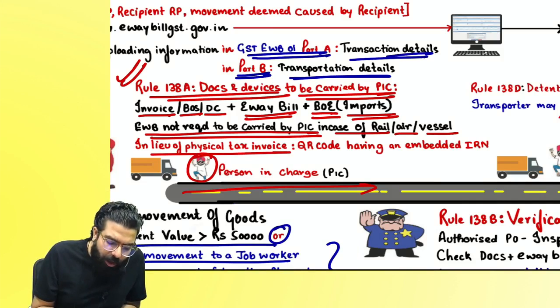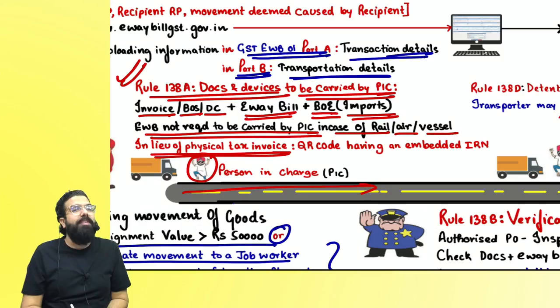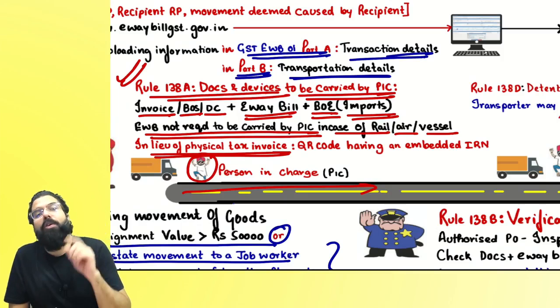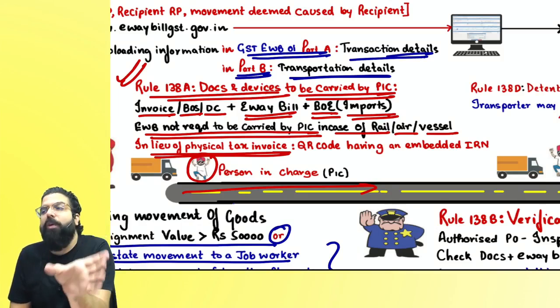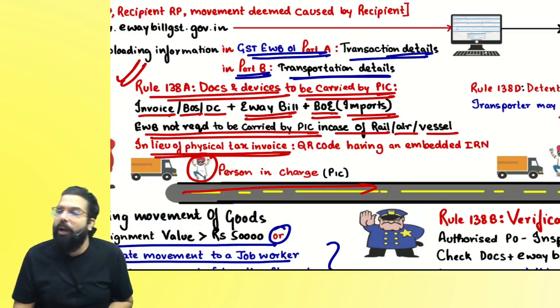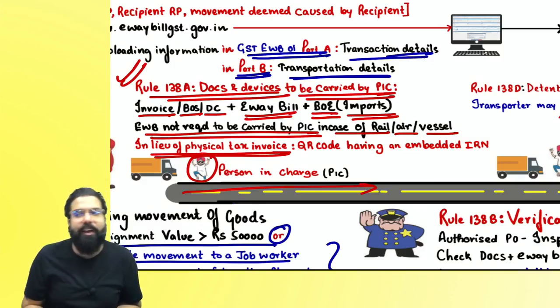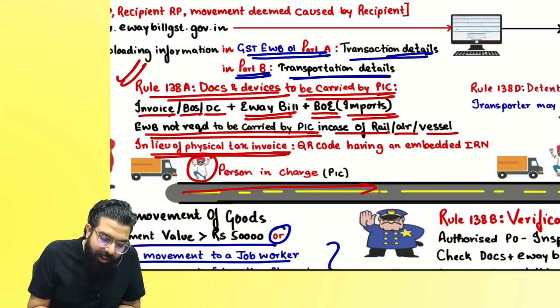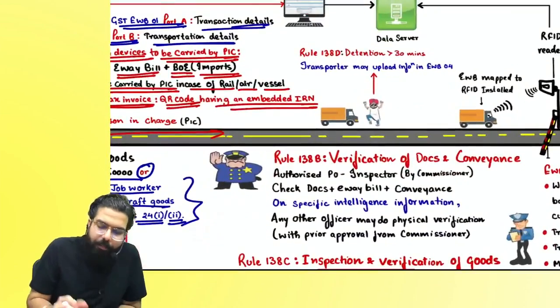Sir, in case a person is required to do e-invoicing and he has a QR code which is embedded with IRN, then you can, instead of giving a physical invoice to the person who is transporting, tell him to carry the QR code along with him, so that when the officer is checking, he can show the QR code and the verification can be done. In lieu of physical tax invoice, QR code having embedded invoice reference number can be taken along.